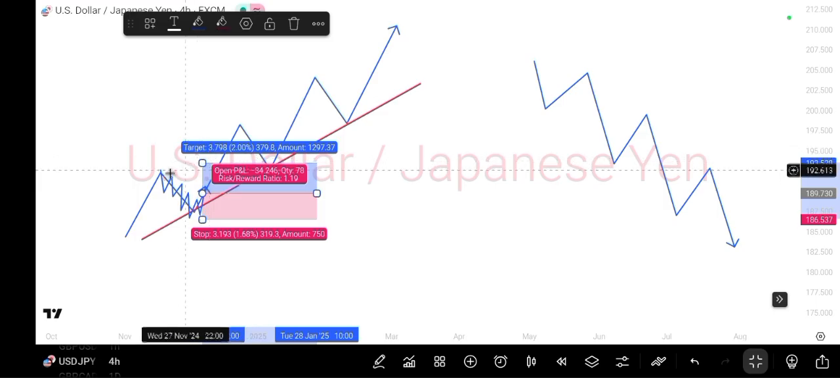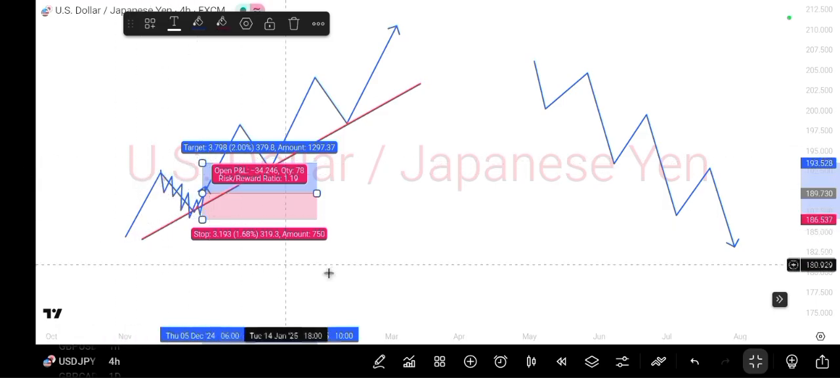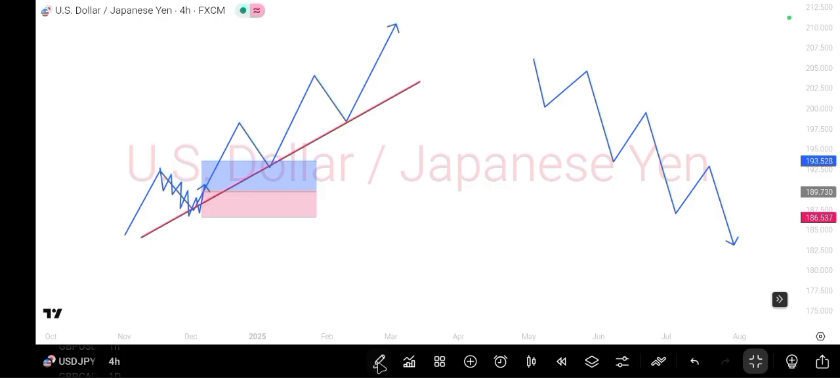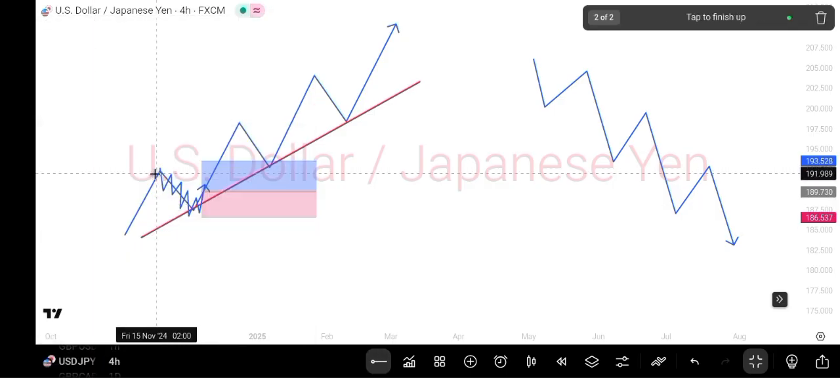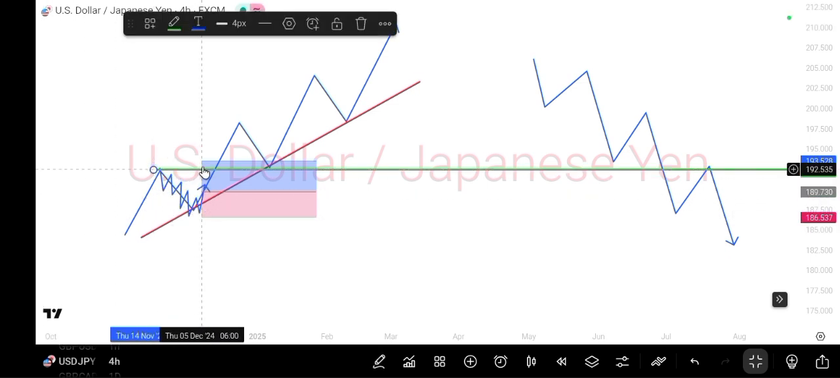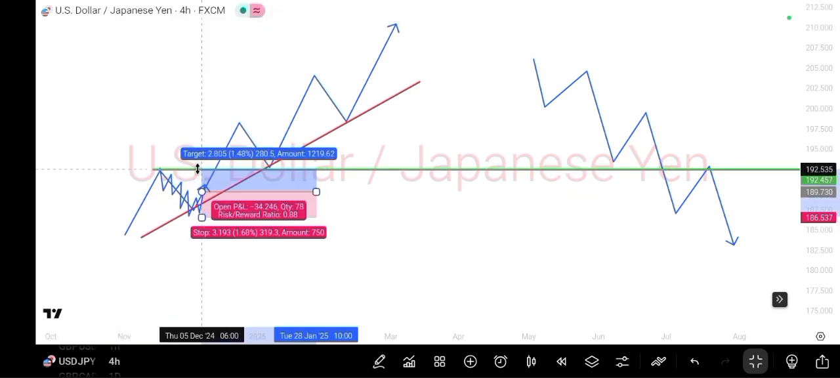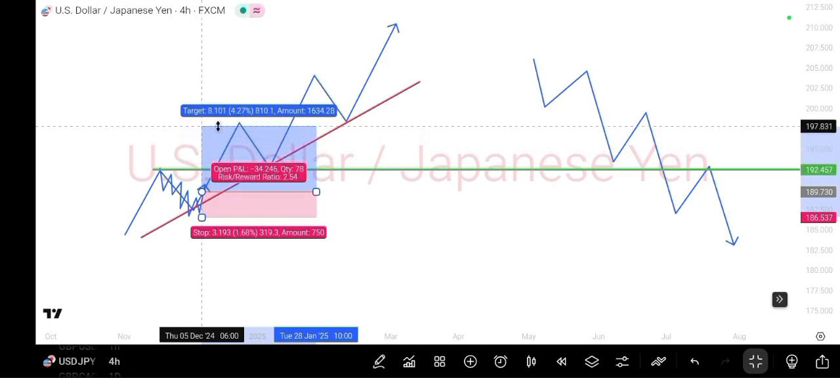You first of all target the 100% retracement. Initially, in this case, the 100% retracement will be here because this is where the retracement started from. So the 100% retracement will be here, and you first of all target it. Once it's hit, you shift stop loss to break even and start trailing your stop to the final TP.